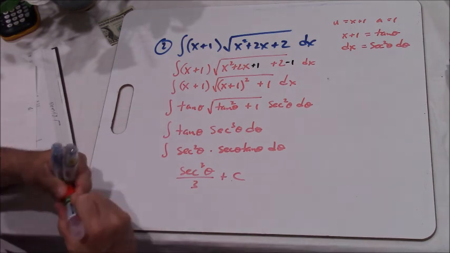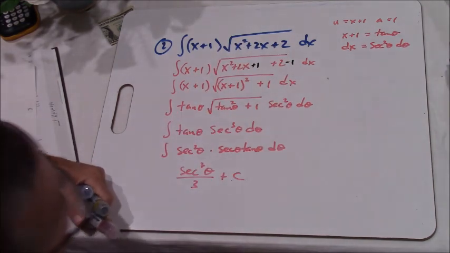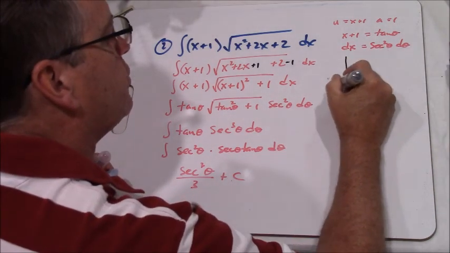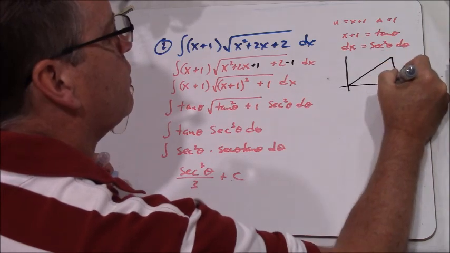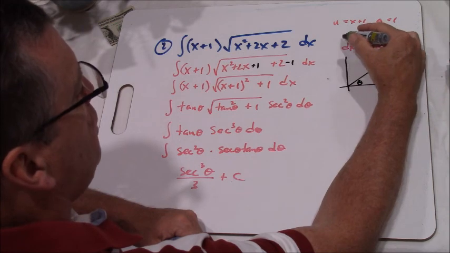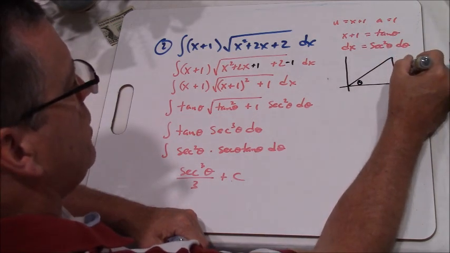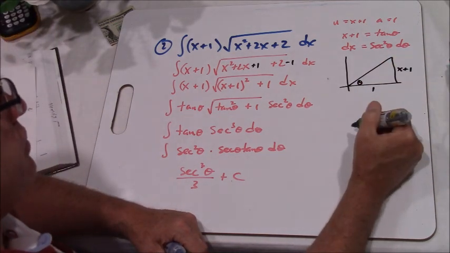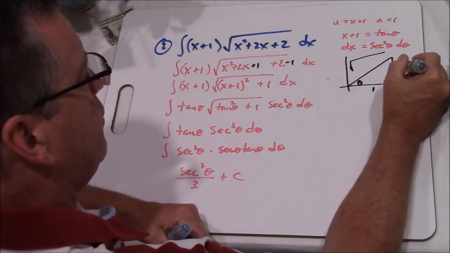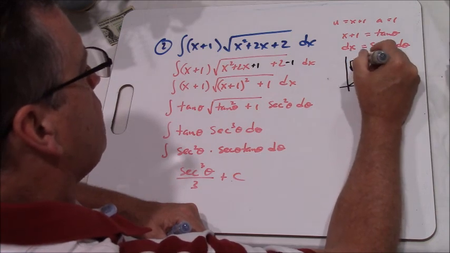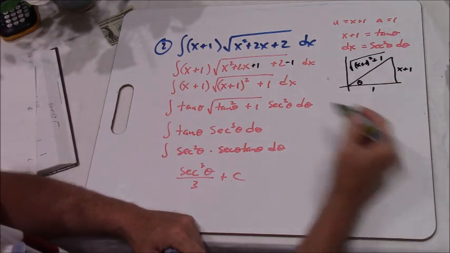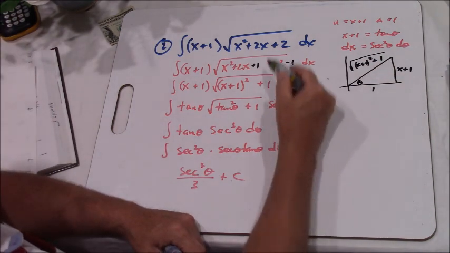And so now all we've got to do is convert that back to x's. So let's see, I need a picture of a triangle. Tangent theta is equal to x plus 1 over 1. So that'd be x plus 1 over 1, opposite over adjacent. So that means this will be the square root of that squared plus this squared, which is really this right here, which is really equal to this right here.